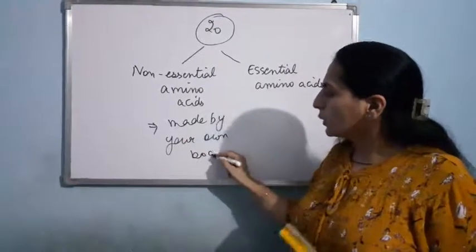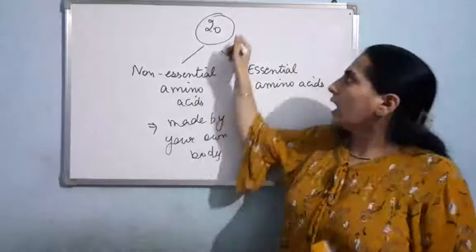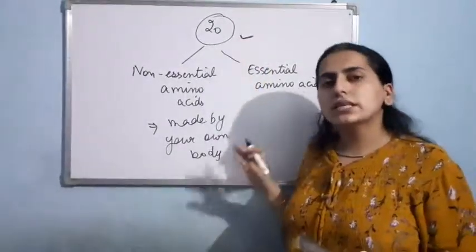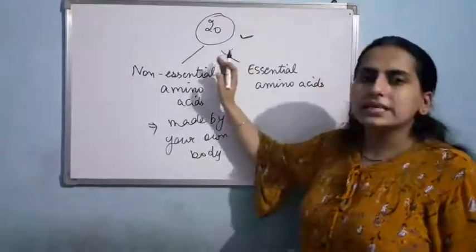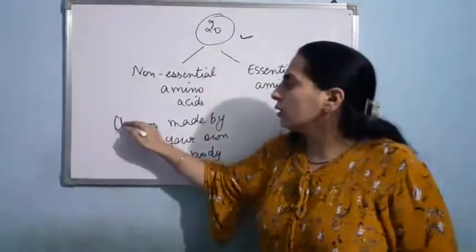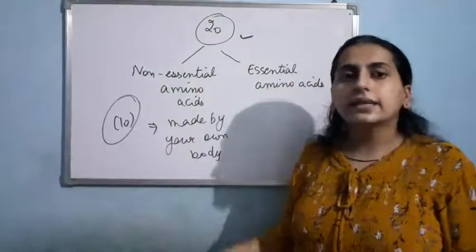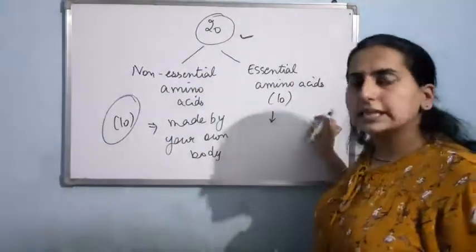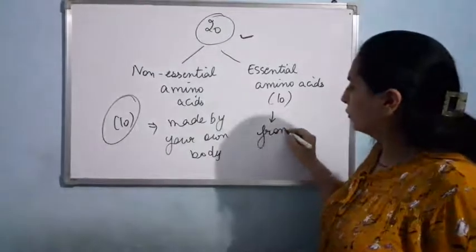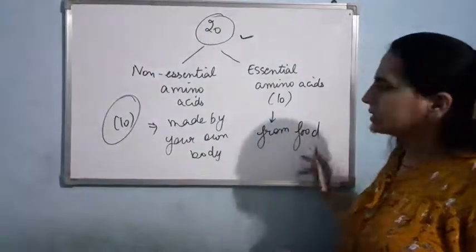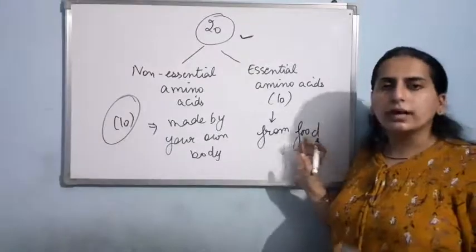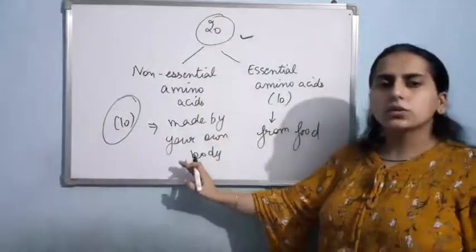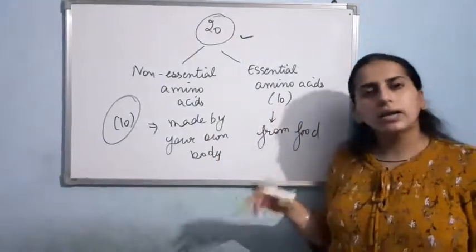So basically 20 amino acids are required for the synthesis of proteins, and out of these 20, 10 amino acids are being made by your own body, and the 10 are not made by your own body. You have to take these amino acids from the food. Am I clear with this? So amino acids are of two types on the basis from where you will take them. Some we can synthesize on our own and some we have to take from our diet.